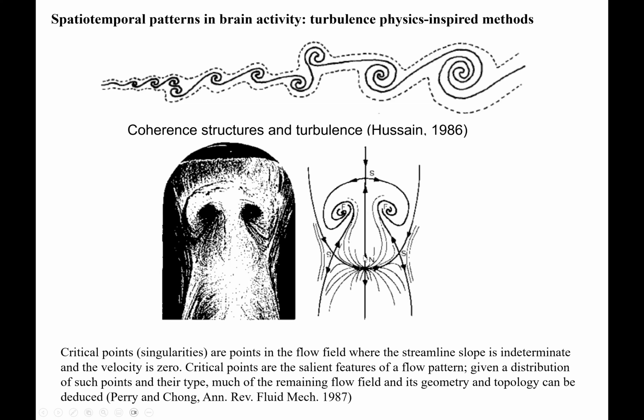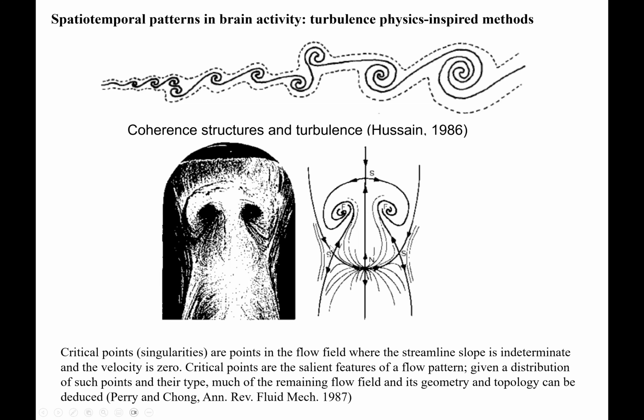this is a source. We have activity moving out from that singularity center. So for turbulence, we know that as soon as we know those singularities, we know the overall geometrical and topological structure of the flow field.